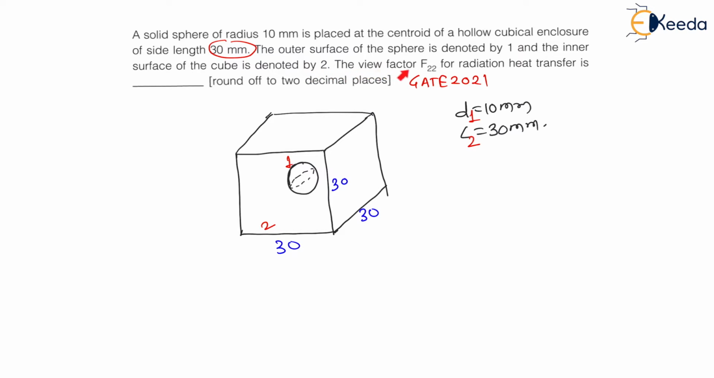Then the view factor F22 for the radiation heat transfer is to be rounded off to 2 decimal places. Now, my dear students, they are asking F22, which means view factor of the cube with respect to itself. This is the question mark. Now, let us find this. Here the sphere is placed inside the cube. Therefore, for the sphere with respect to the sphere, F11 will be 0.